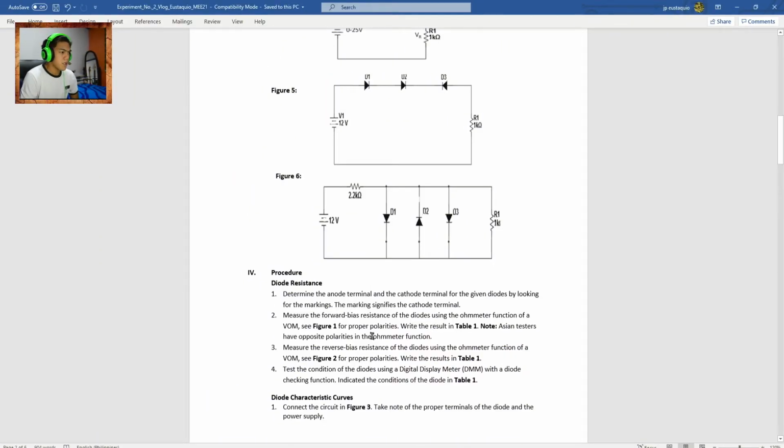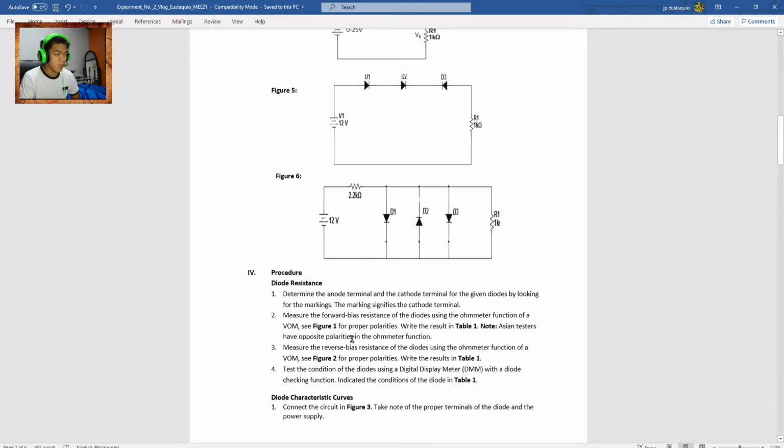So here are the procedures. The first procedure is for the diode resistance. Number 1. Determine the anode terminal and the cathode terminal for the given diodes by looking for the markings. The marking signifies the cathode terminal. Number 2. Measure the forward bias resistance of the diode using the ohmmeter function of a VOM. See Figure 1 for proper polarities. Write the results in Table 1. Note: Asian testers have opposite polarities in the ohmmeter function.